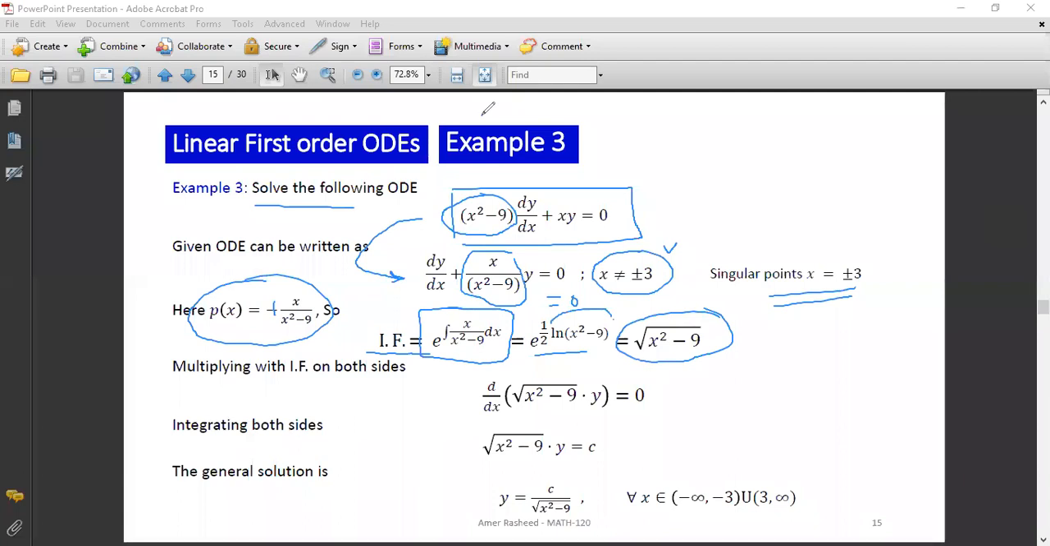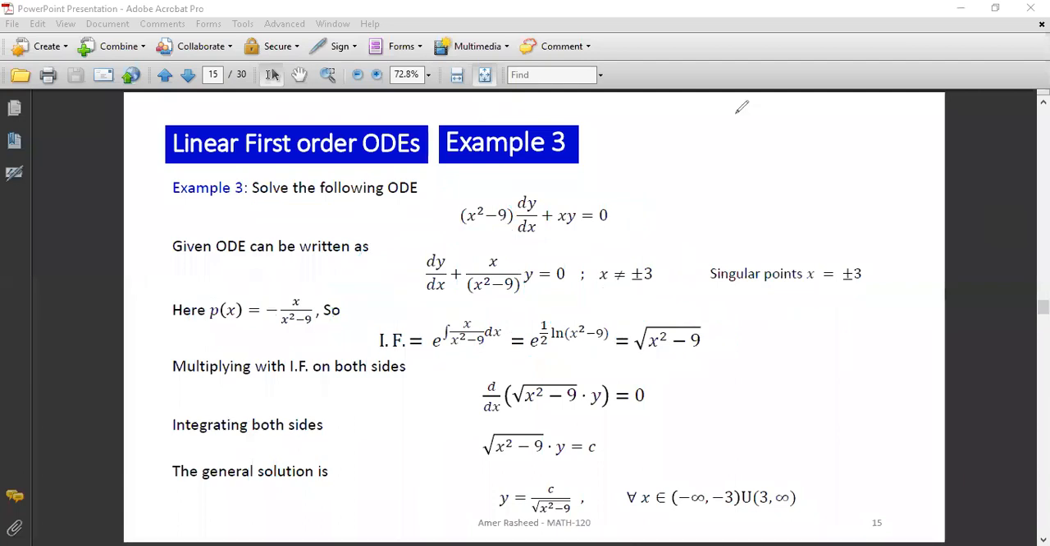Now we multiply the given equation, which is in the standard form, with the integrating factor, and we can obtain simply this thing. Now integrating, we get this is equal to c constant, and we can divide this thing on the other side, and we get the solution. Now you can see that this solution is valid only for these two intervals, minus infinity to minus 3 and 3 to infinity, whereas the singular points are these ones.